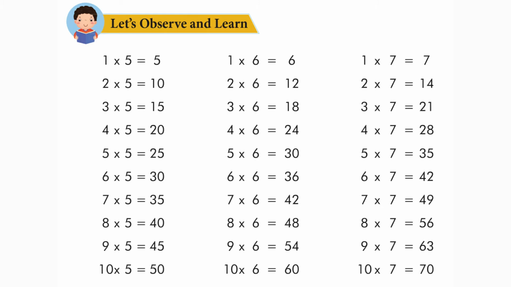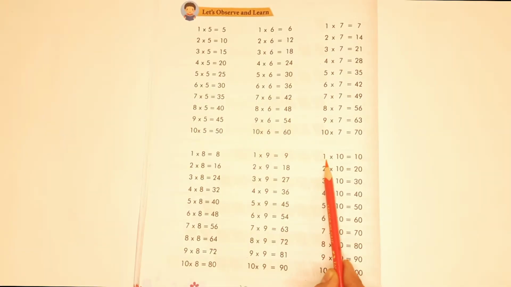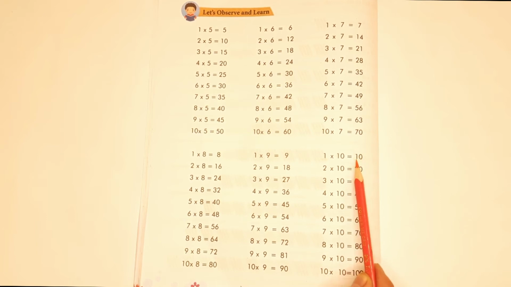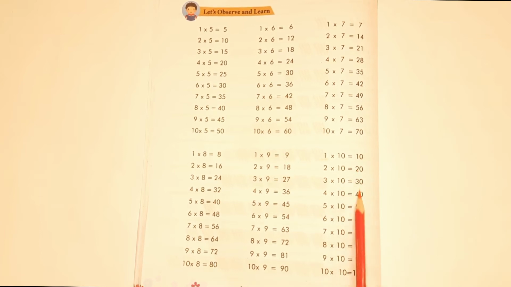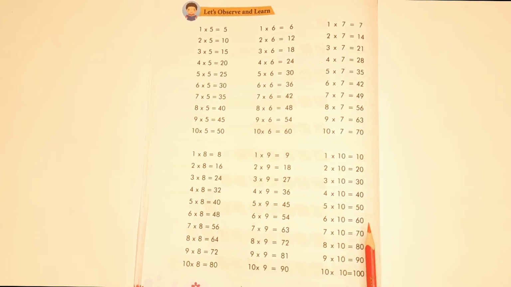Otherwise, memorization is enough. Okay, see, the 8 tables, the 9 tables, and the 10 tables. The 10 table is very easy. Remember the interesting fact we learned? In the place of ones we add a 0. We put this number and we add a 0 to the ones place and you get the answer. See? You add a 0 to the ones place and you got the right answer. Okay? So there are some easy tables and some of them you have to really sit down and memorize.